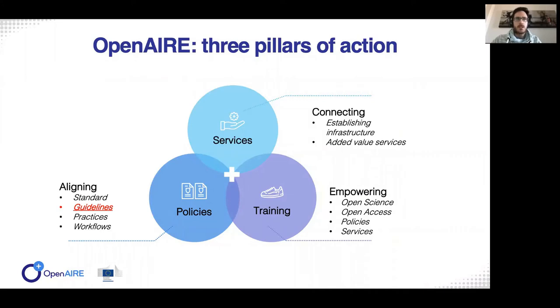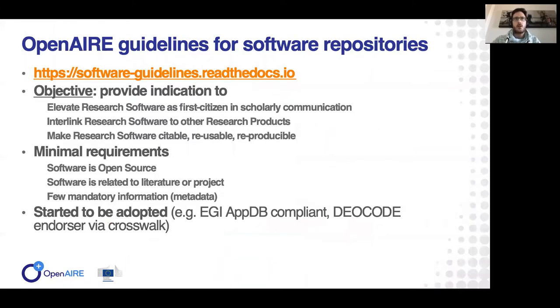On the policy side, we provide guidelines. And I think one set of guidelines that's very relevant for this venue is the one about software. There's going to be a release of new guidelines which are a little bit more inclusive, but it's going to be a new version in the same lane. The objective is clear: to elevate research software as the first citizen in scholarly communication, so that it appears like traditional literature, research data nowadays, and so on.